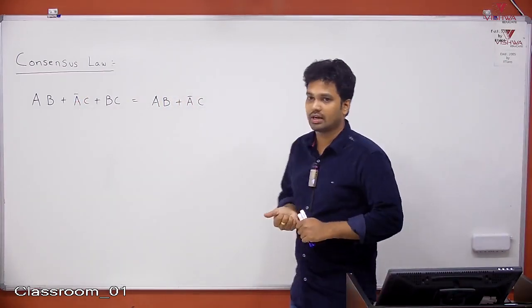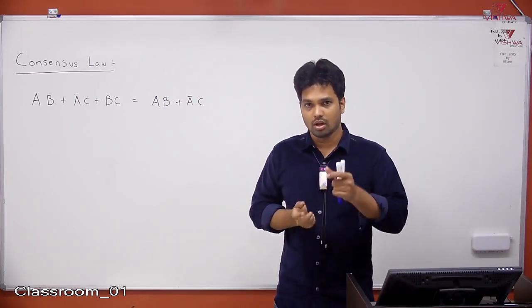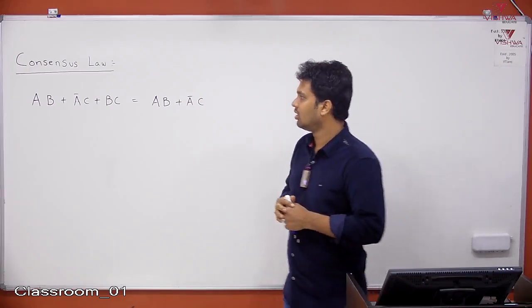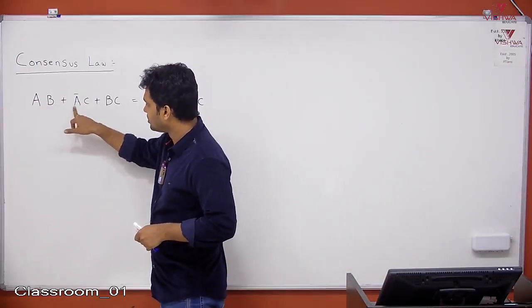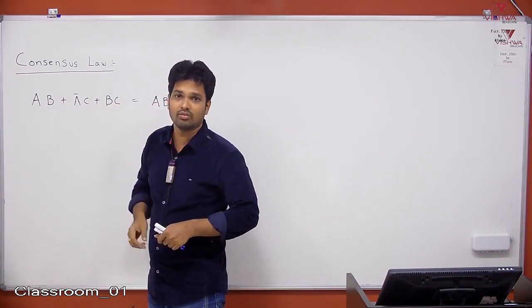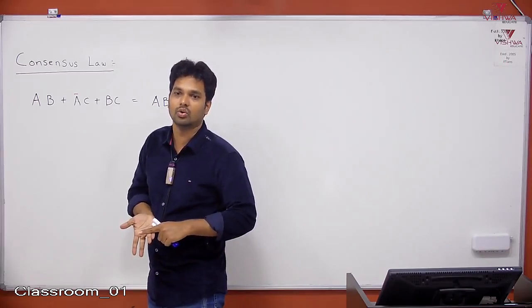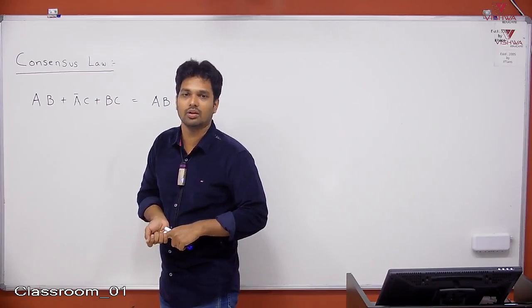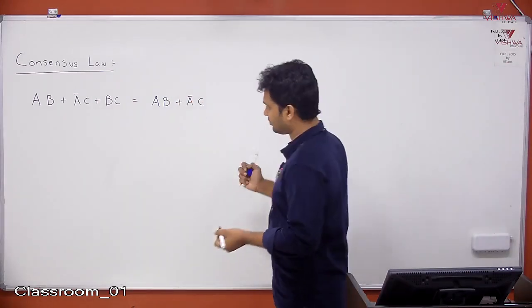So what are the conditions? We have three variables. In those three variables, every variable comes two times: A two times, B two times, C two times. Only one variable in both normal and complementary form. Okay, let me prove it.